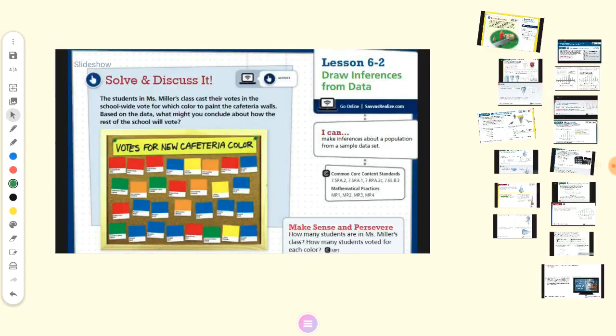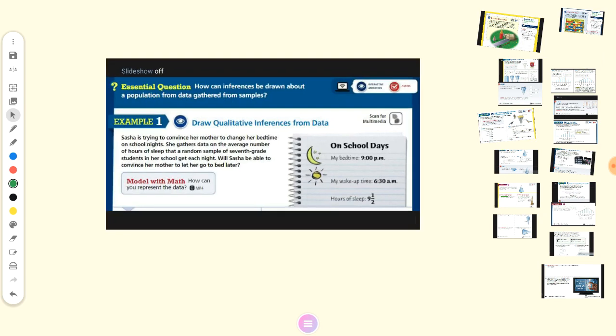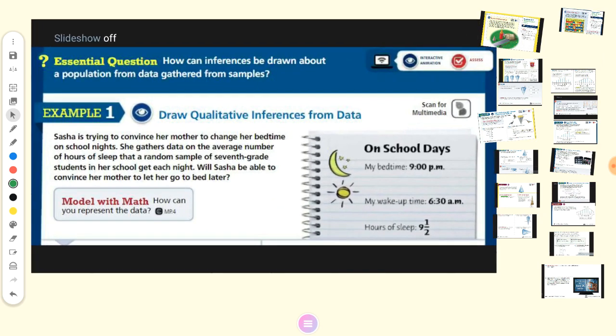How to draw this inference? This is what we will study today. As a real life problem, we'll take a problem you can consider inside your home. Sasha is trying to convince her mother to change her bedtime.